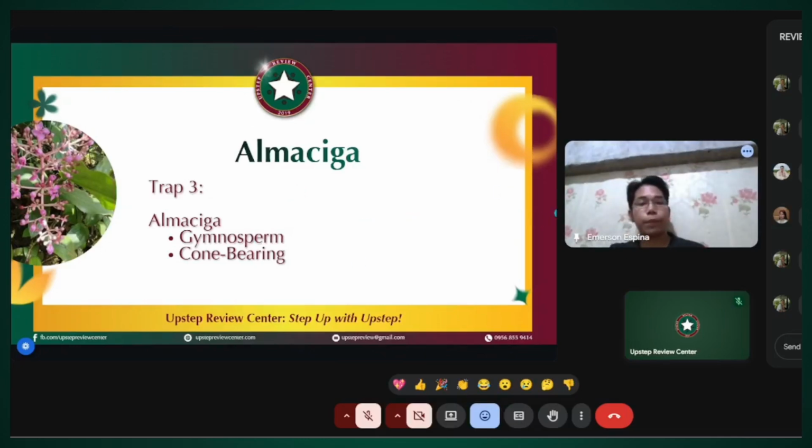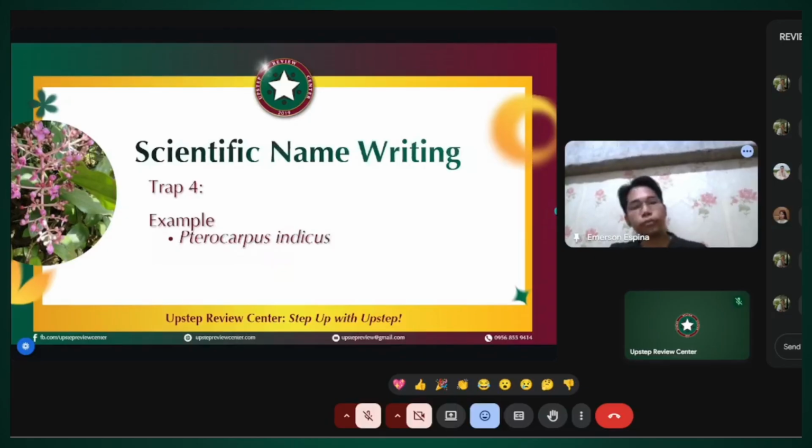And then for our last trap, number four, we have the scientific name writing. Again, our example earlier, Pterocarpus indicus, it's Narra. So observe the first letter for the genus Pterocarpus. The letter P is capitalized as it should be. And then for the species indicus, the first letter I in this case is in lowercase. The species is lowercase. And then both are italicized or slanting. Sometimes that's still not enough, so we also put an underline.